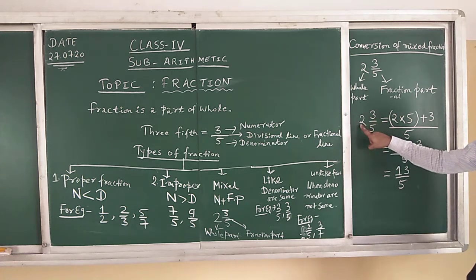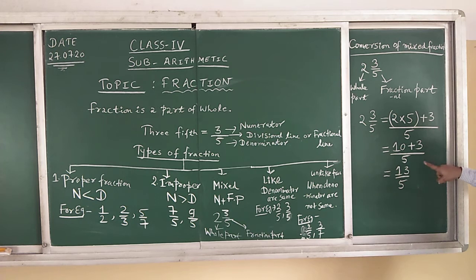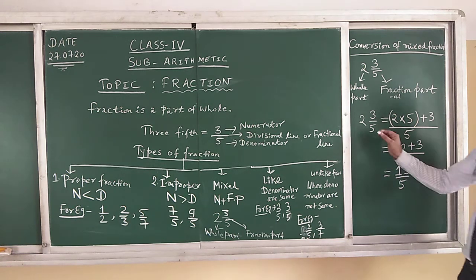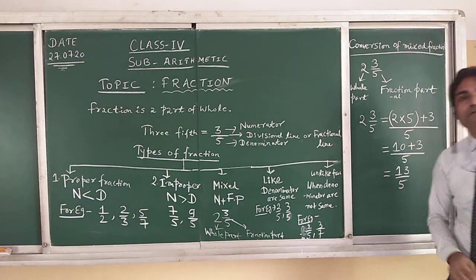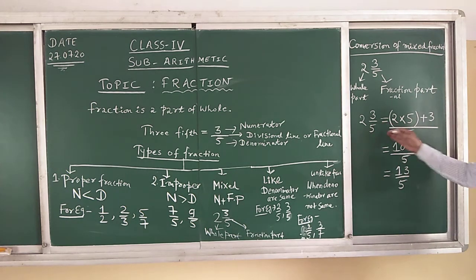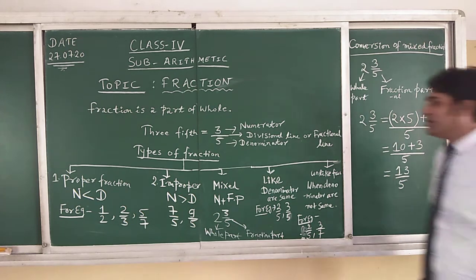We multiply this whole part by the denominator and then we add the numerator part. After that, the denominator is here also 5. So 2 multiplied by 5 becomes 10, and this 3 is here, over 5. So now the final result is 13 upon 5. So if anyone asks you to convert a mixed fraction into an improper fraction, you do this.